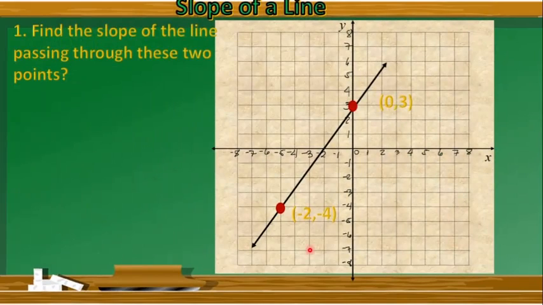Problem number 1. Find the slope of the line passing through these 2 points. Here we have 2 points, this one and this one. Let's say this is our point 2, and this is our point 1. From this formula, if that is point 2, so these coordinates, this is our y sub 2, this is our x sub 1, x sub 2. Let us label in order for us to.